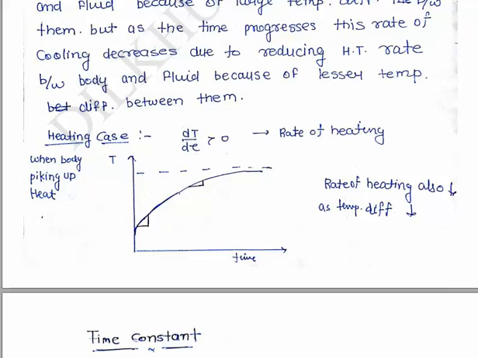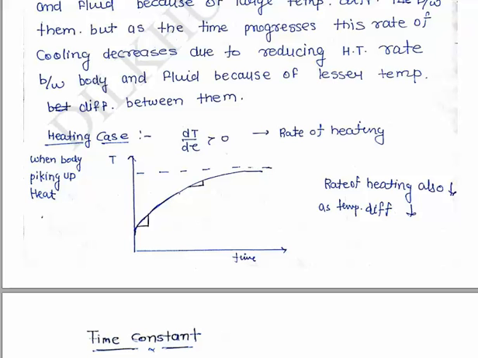If we take the heating case, dT by d tau will be greater than 0. That is the heating rate.